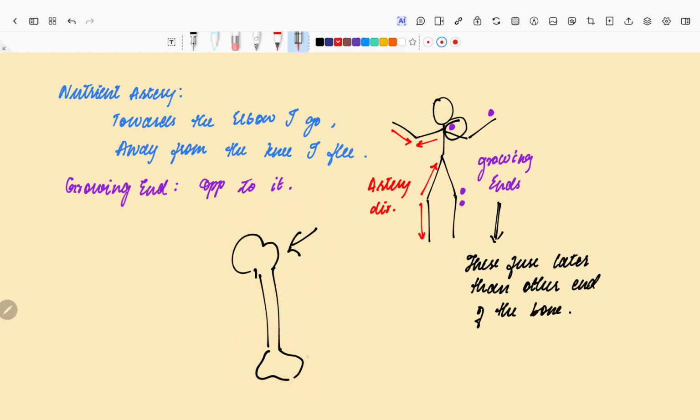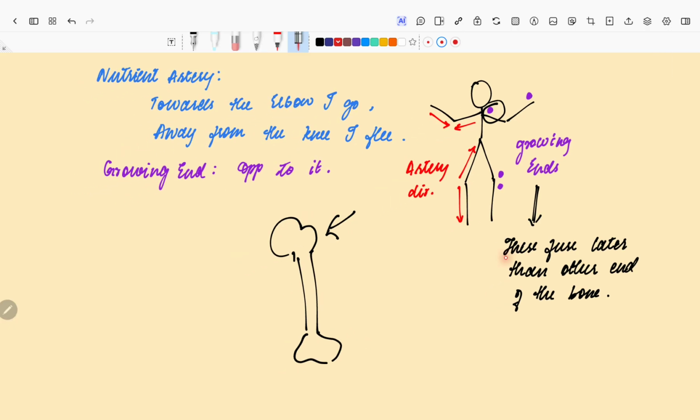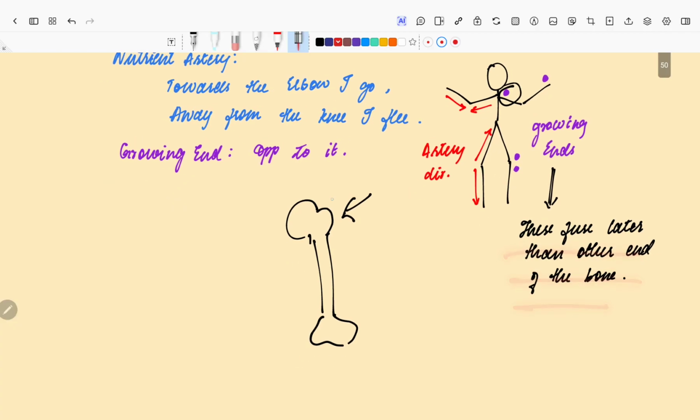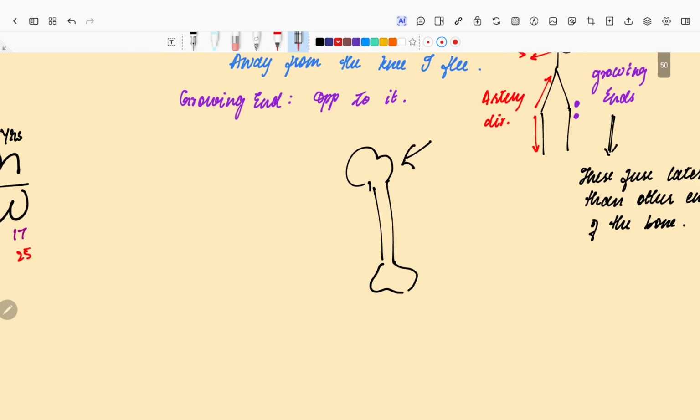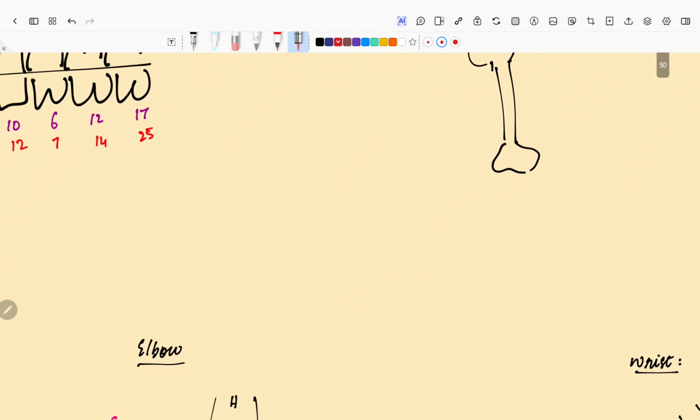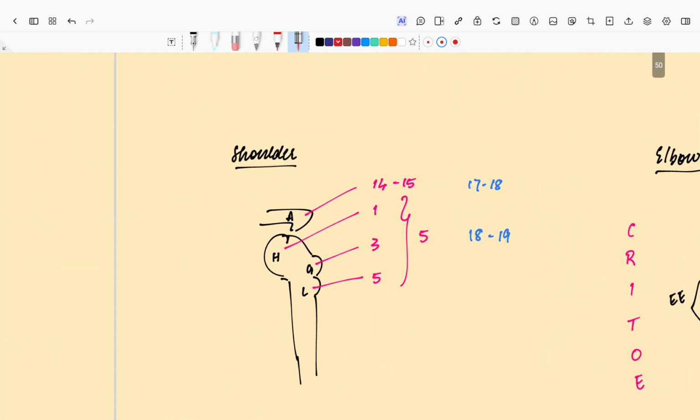Okay. So this end fuses at 16 to 17 years. This end will fuse at 18 to 19 years. So this is the later one. Okay, the growing end fuses a little later than the other end. So this aspect can be applied to all the joints that we are looking at, with long bones. Now we'll go to the shoulder joint.